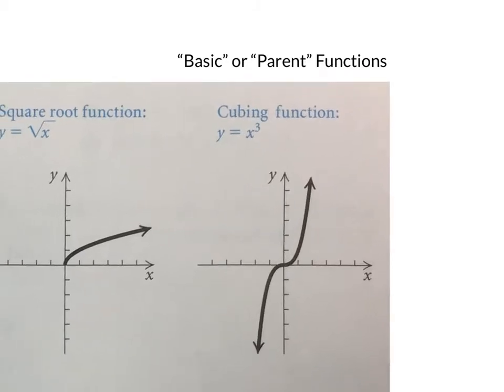The cubing function. If you have something cubed, this is going to sound weird. It's also a parabola, kind of. It's half a parabola going up, half a parabola going down. But the cubing function looks just like that all the time. It goes through 0, 0, just like everything else has. And half a parabola going up, half going down.